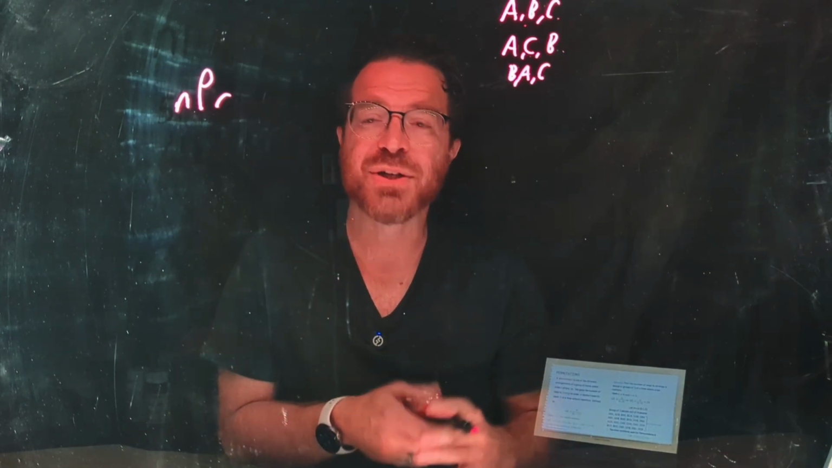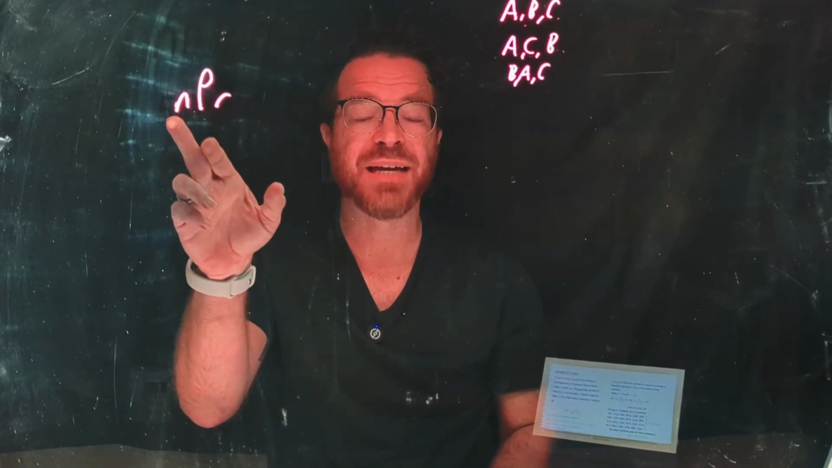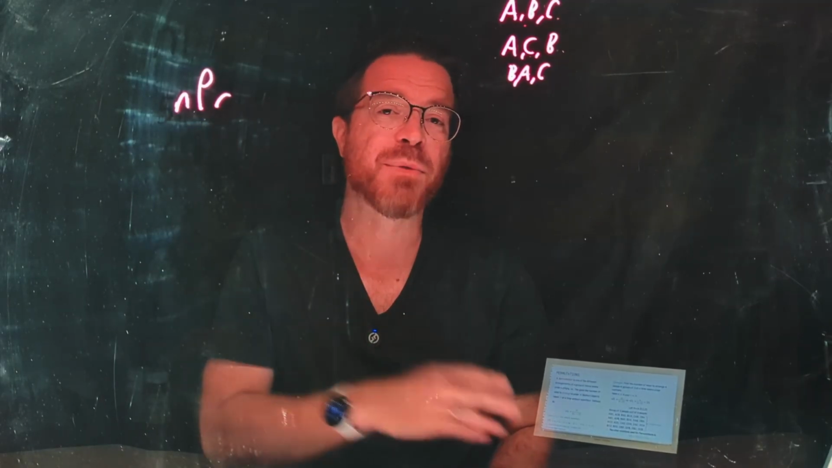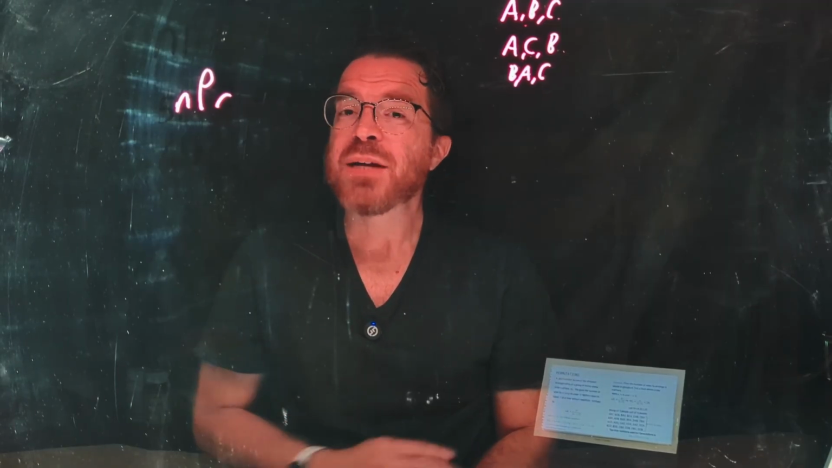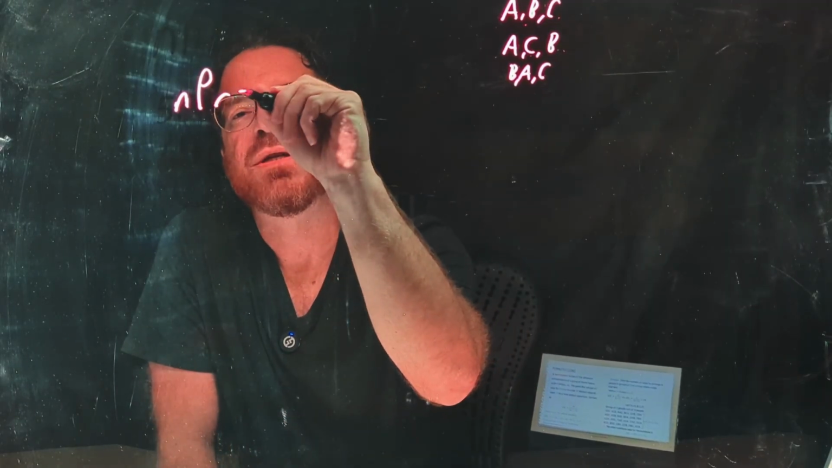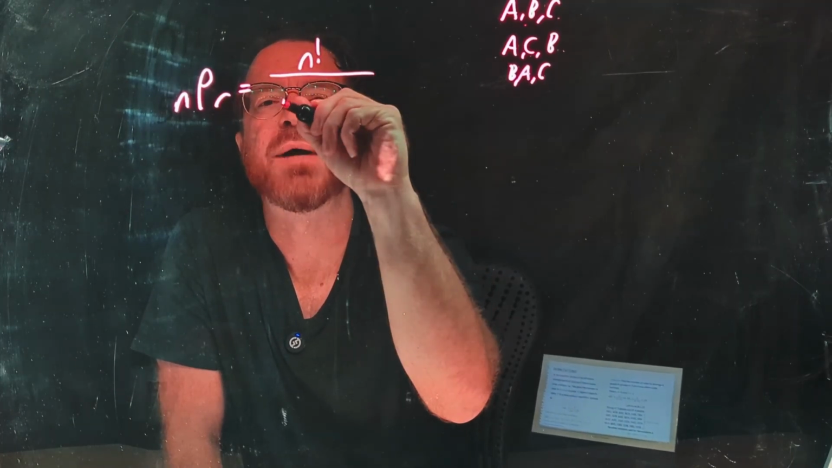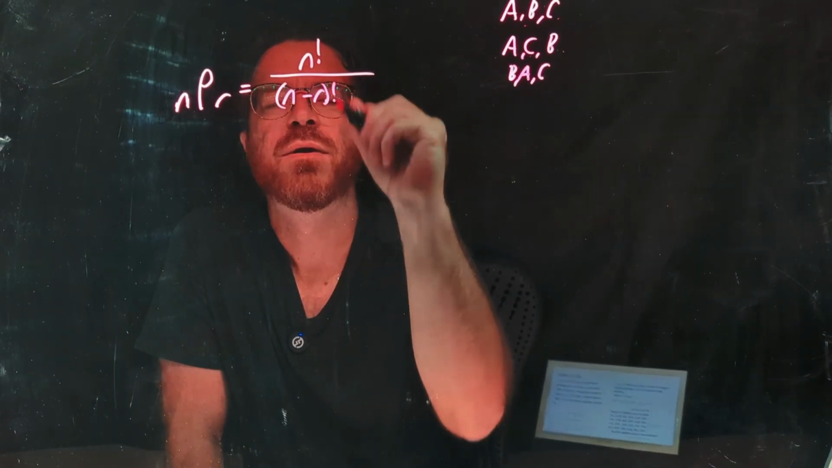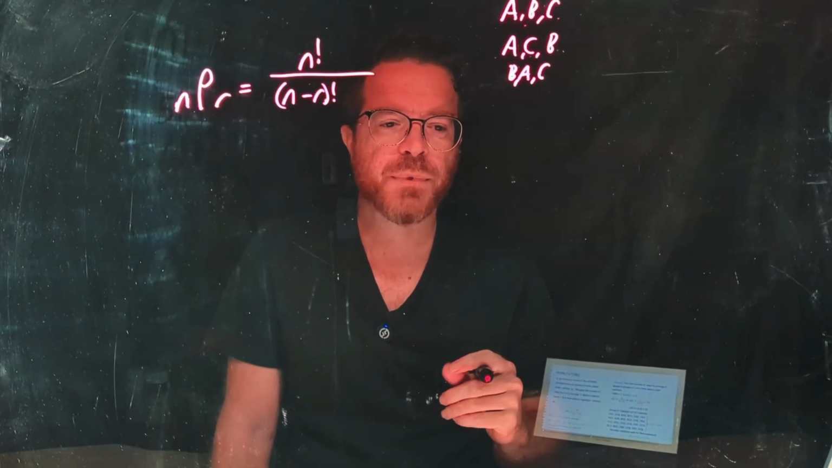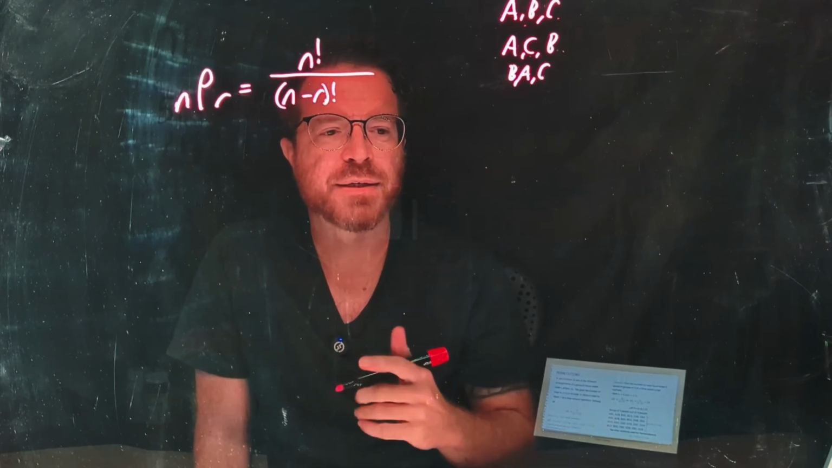So a permutation is one where you're taking some r number of objects from a total of n objects and seeing how many ways you can arrange them where order matters. So the way we actually find a permutation is just going to be n factorial divided by n minus r factorial.